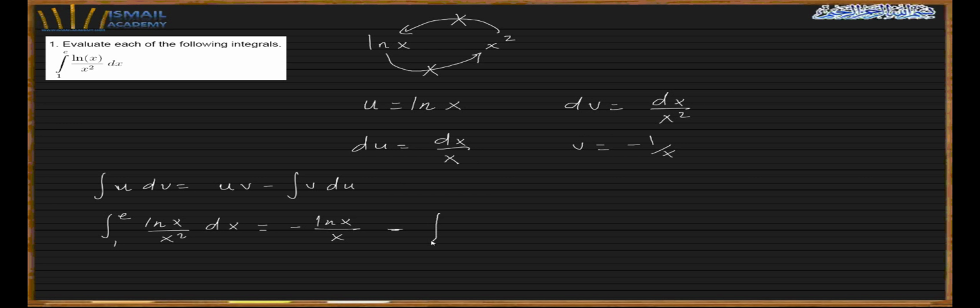So it's going to be the integral, and I need to put the boundary from 1 to e. So the integral from 1 to e of minus 1 over x, which is my v, times dx over x, which is du. So here minus minus becomes positive, and x times x becomes x squared. So this is the same thing as minus ln of x over x from 1 to e, plus the integral from 1 to e of dx over x squared.